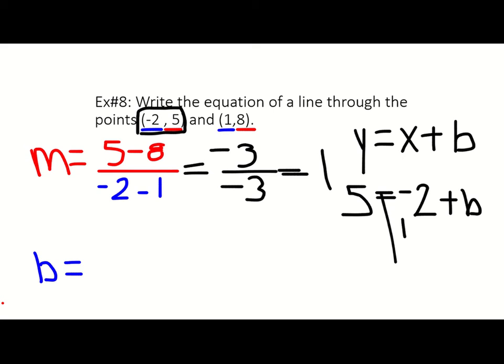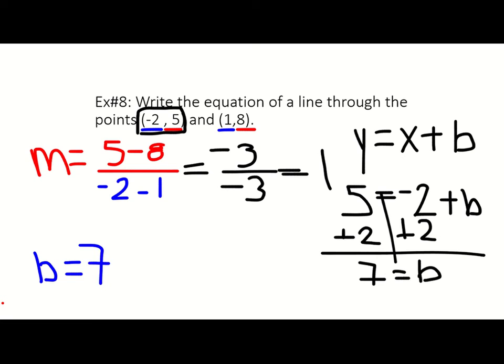Solve this equation for b and find that the y-intercept is 7. So if b is 7 and my slope is 1, I can write my final equation, y equals x plus 7.